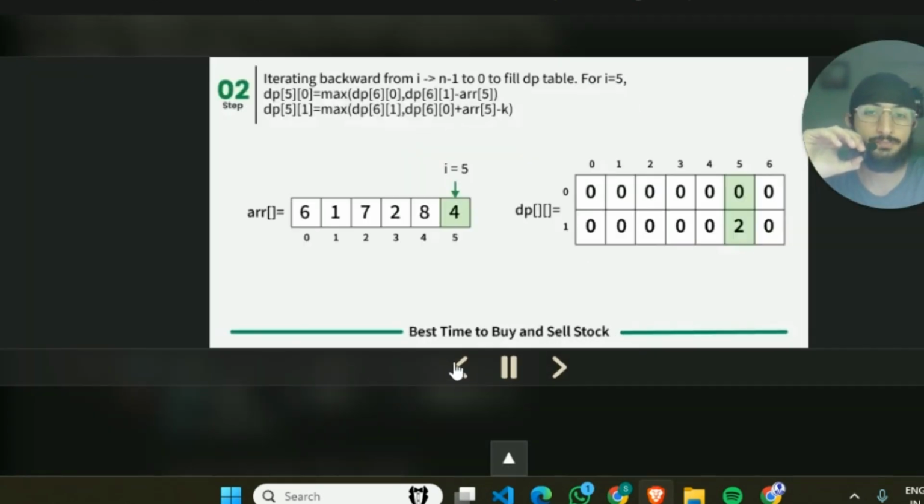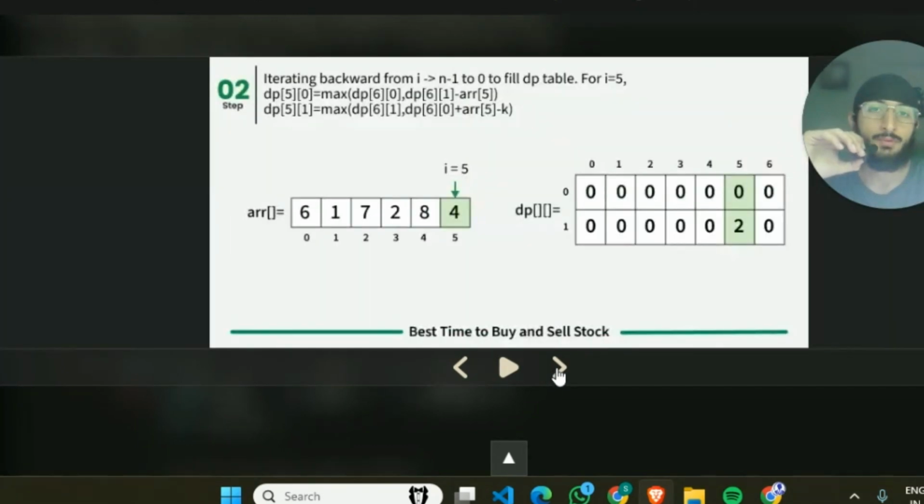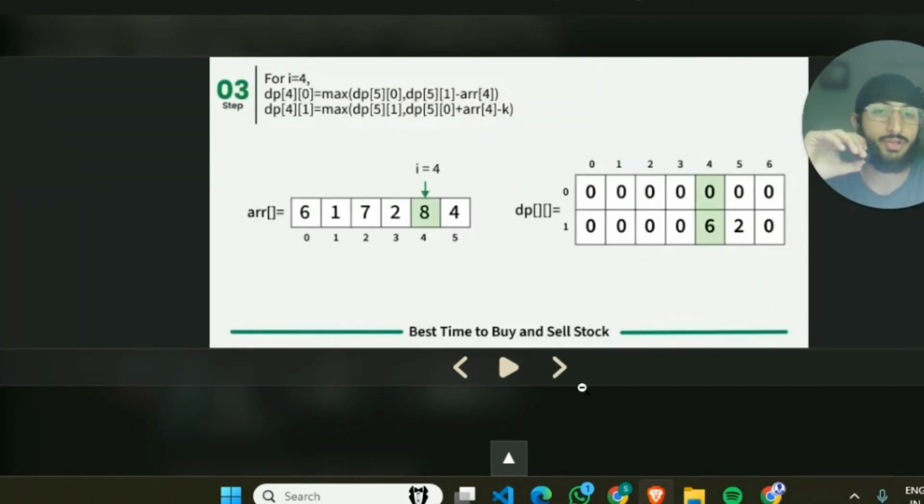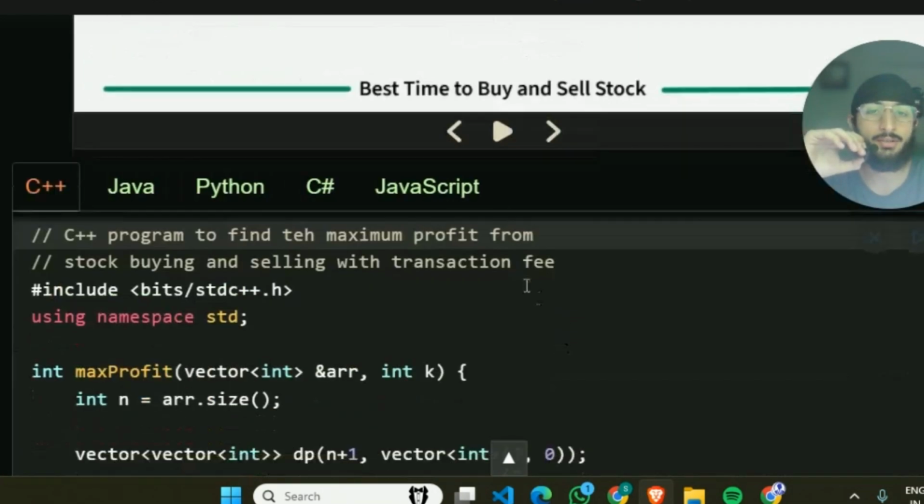So you can see here, we are maintaining a DP 2D vector, such that DP of I, 0 represents the maximum profit from day I onward if we can buy, right? And DP of I, 1 represents the maximum profit from day I onward if we can sell. So initialize it with 0. Then we start calculating using the recurrence relations, right? And we return the answer.